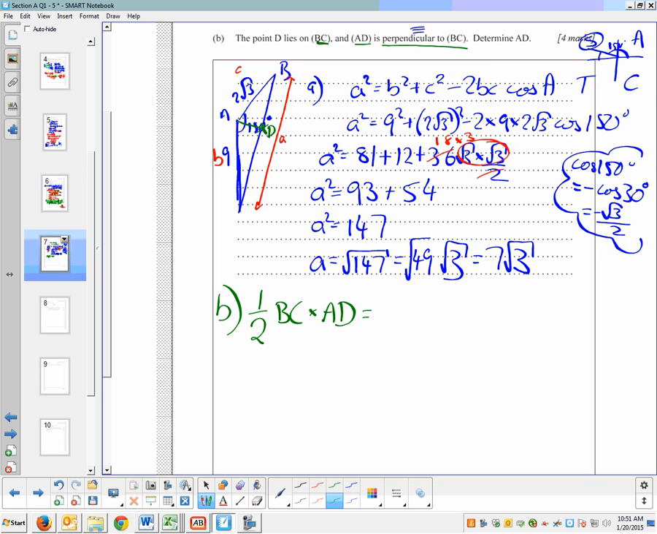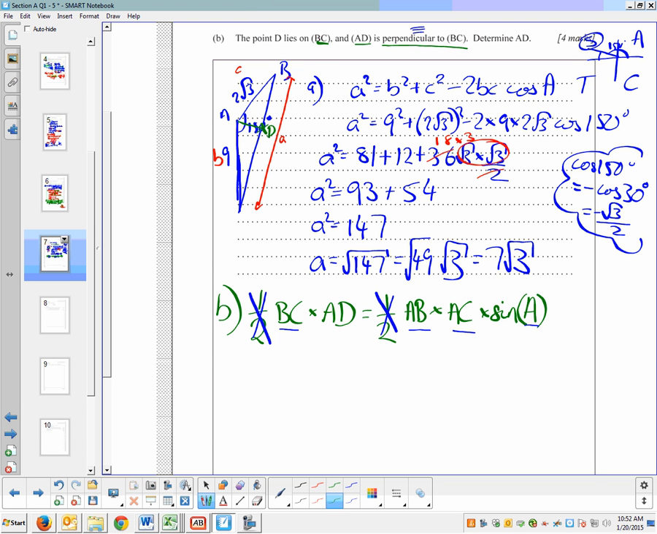And then we can use the other formula for area, half AB sine C, to give me half AB times AC times sine of A. They're the same. They're going to give me the same thing. Obviously, we can just ignore the halves. So I can use the fact that I know BC, AB, AC and the angle, so I can work out AD.